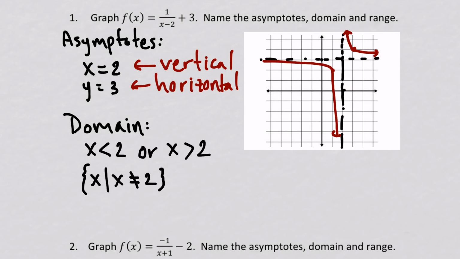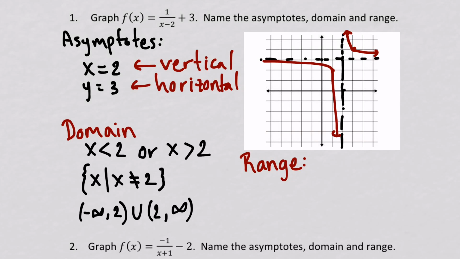In set notation is usually easier because all you've got to worry about is which are the numbers that don't work, which is 2. And finally, in interval notation, we're going to write it like this. All the values starting with negative infinity all the way up to 2, union with all the values from 2 to positive infinity.